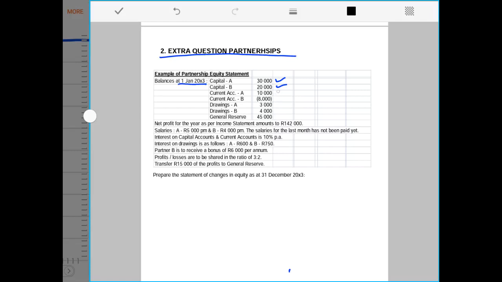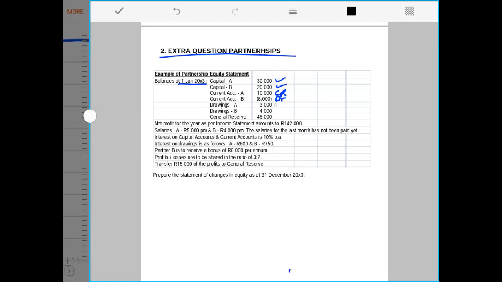We are given their current accounts. This current account has a credit balance and this current account has a debit balance, because partner A has a positive opening current account while partner B has a negative current account of 8,000. That indicates that this current account is a debit opening balance current account.